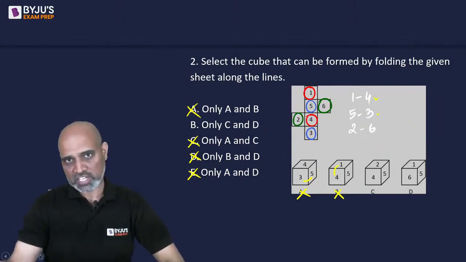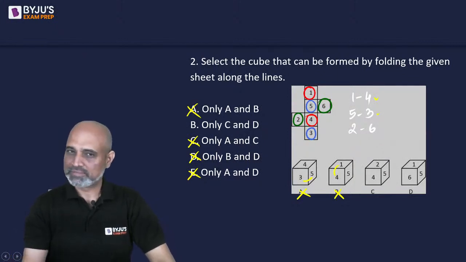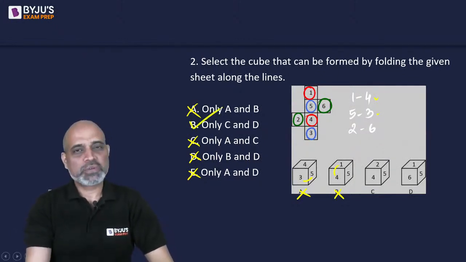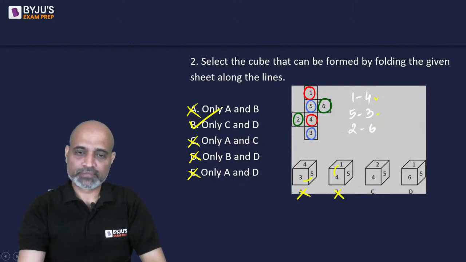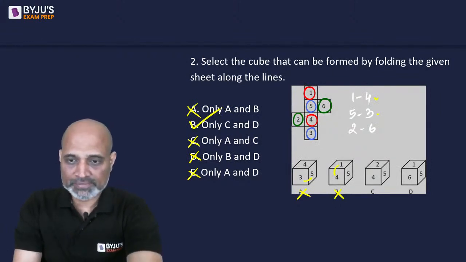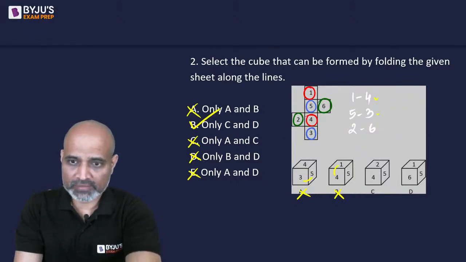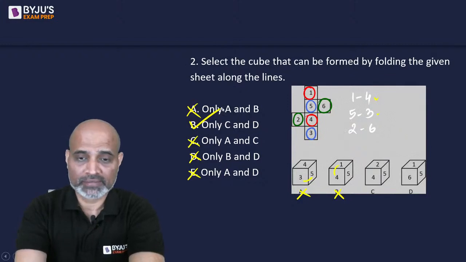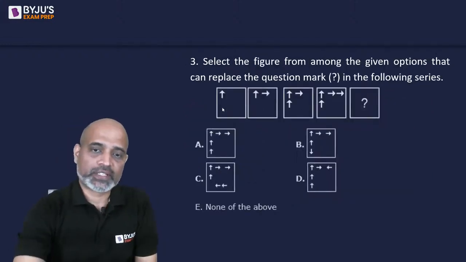Should we go ahead and check C and D? No. Only one option is left, that is our answer, right? Good. B is the answer. Ajay, Ashmita, B. Okay, next one.